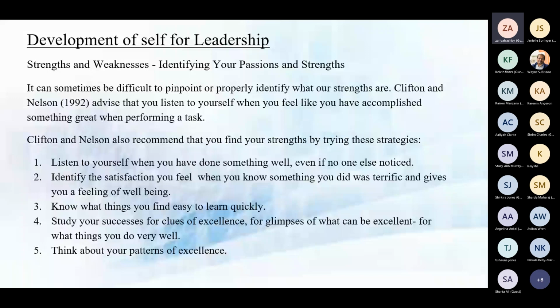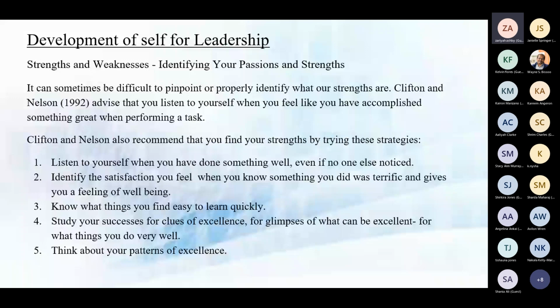They also recommend that you could find your strengths by trying these strategies. The first one is to listen to yourself when you have done something well, even if no one else noticed. Basically the same thing: doing something and feeling really accomplished, feeling that you felt really good when you did this thing. The second one is to identify the satisfaction you feel when you know something you did was terrific and gives you a feeling of well-being. The third one is to know what things you find easy to learn quickly.